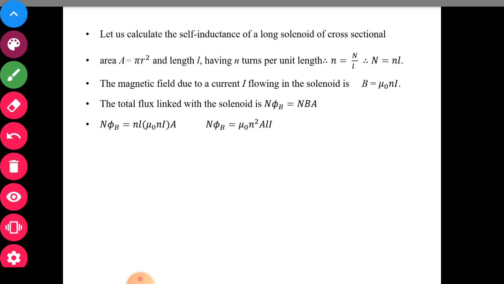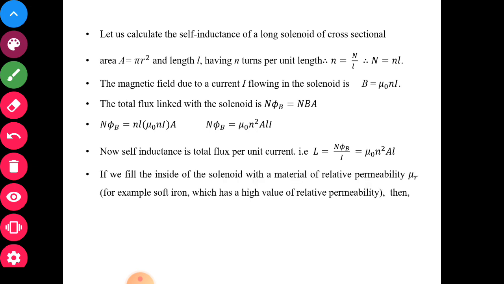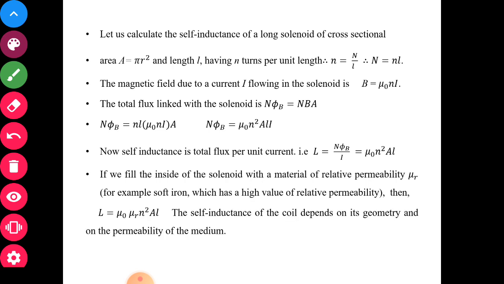See, L is equal to N phi B upon I, total flux per unit current, and that will give you mu 0 n square A into L. If the inside of the solenoid is filled with some material of relative permeability mu r, for example soft iron, which has a high value of relative permeability, then L is equal to mu 0 mu r n square A into L.